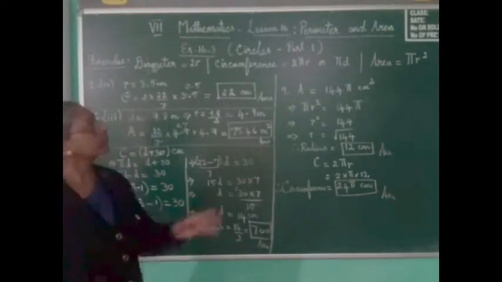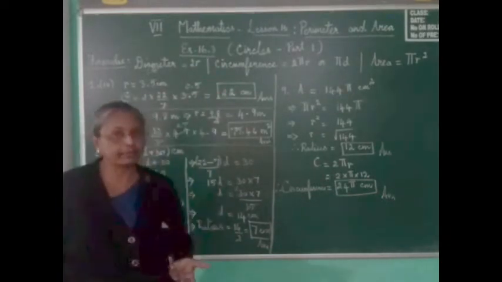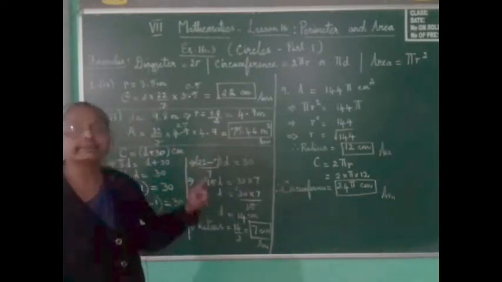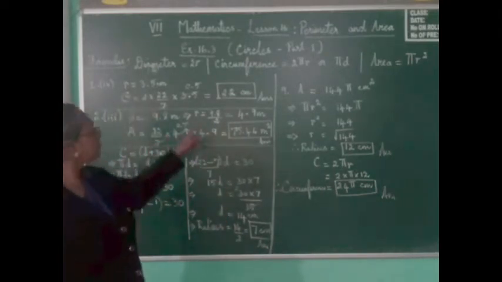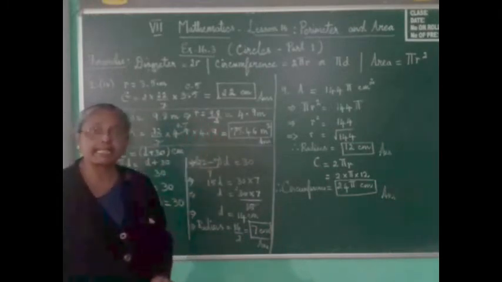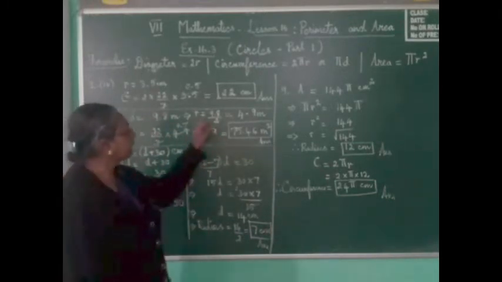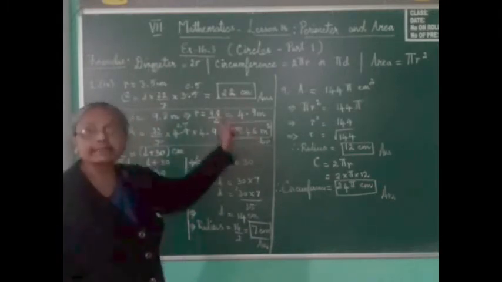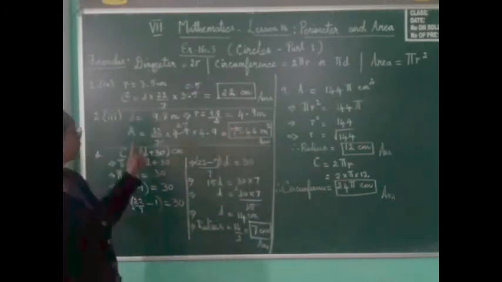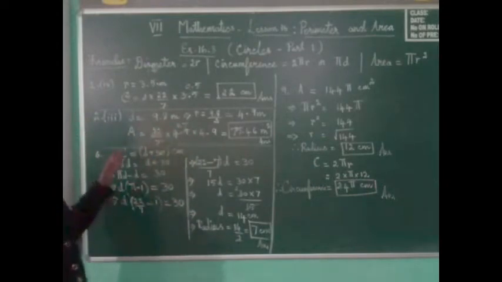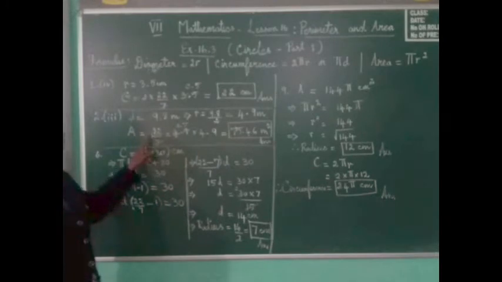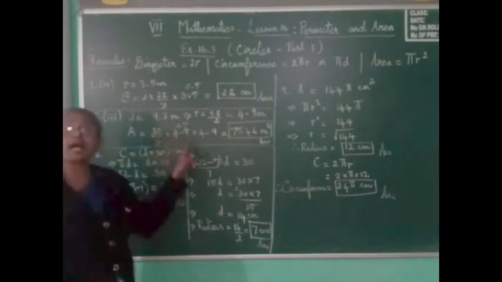If it is circumference, we can straight away do it. But if it is area, we need to first find the radius, then we need to find the area. So radius is equal to 9.8 by 2. When we divide 9.8 by 2, we get 4.9 meters. That is the radius. And once we have found the radius, we can find the area using the formula pi r squared. So pi is 22 by 7 into r squared.